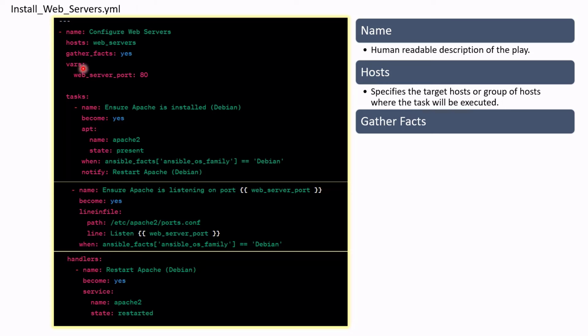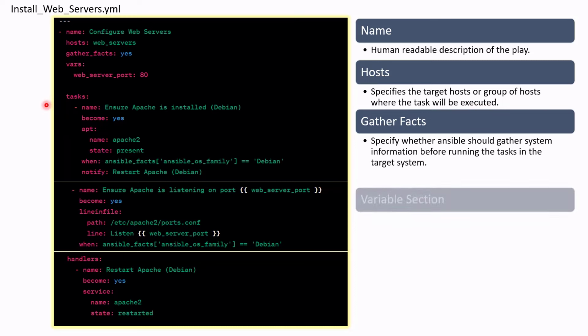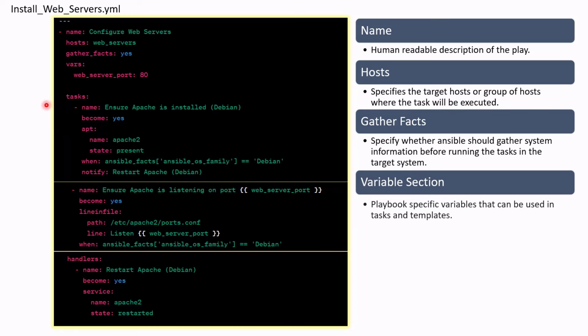Other than this, you can see we have declared variables, which is web server port 80. This is how you declare a variable, and this variable can be used in tasks. Okay, so that's about gather facts. Let's move to the variable section. You don't want to type port 80 under all of your tasks, so you just create a variable and use this variable name in the task. For example, here we have used the web server port variable. In future, if you want to change the port from 80 to any other port, you just need to change the value here and rerun the playbook.